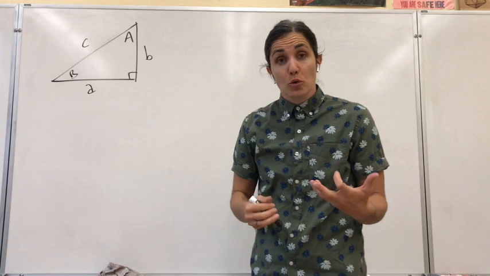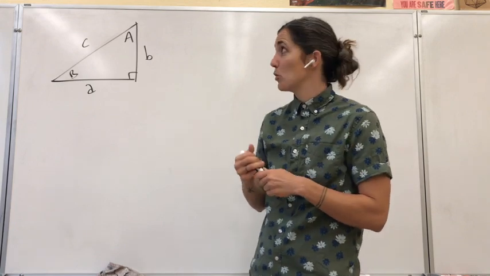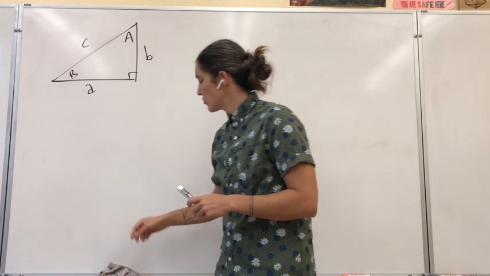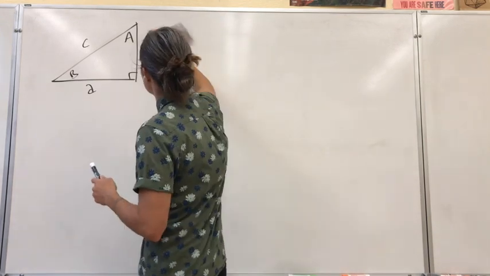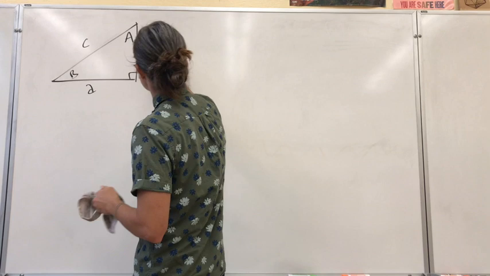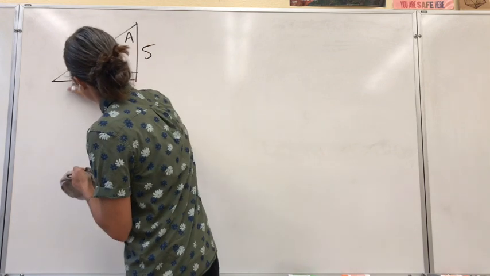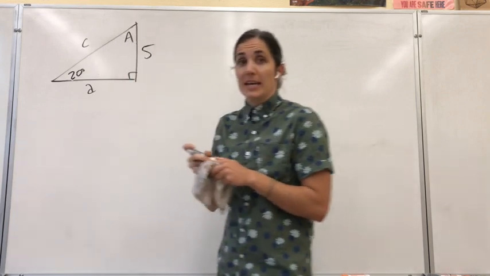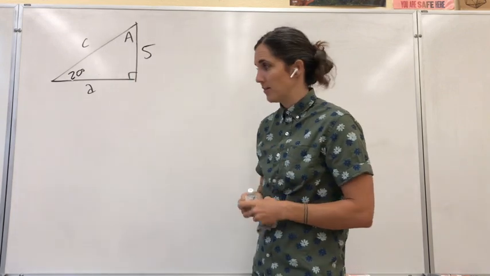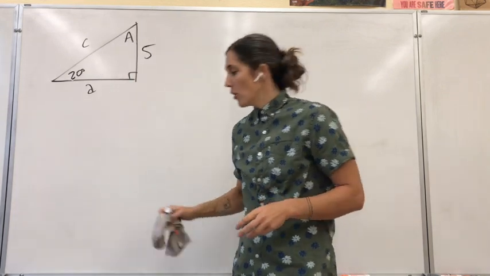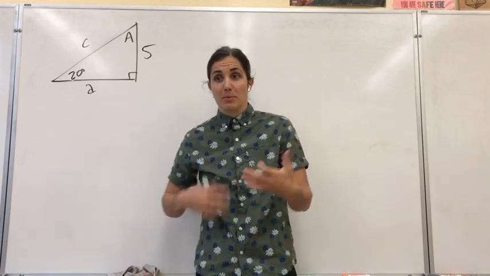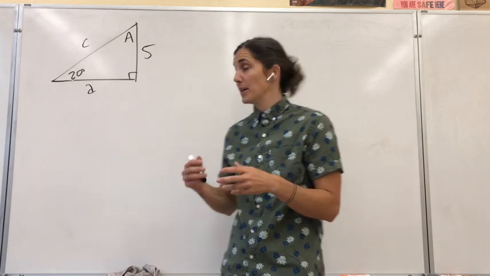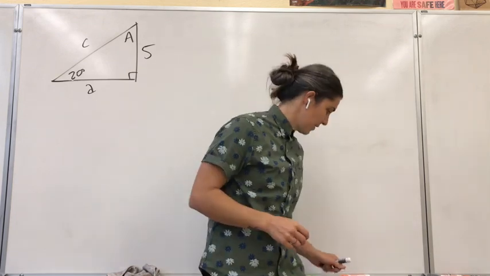I want to review real quick solving right triangles. So let's suppose we have this triangle and I knew that side B was actually 5 and angle B was 20 degrees. And I wanted to solve the rest of this triangle. There are a multitude of ways to do it, but to keep this clear and quick, I'm going to use some specific ways just to show you the trig stuff.